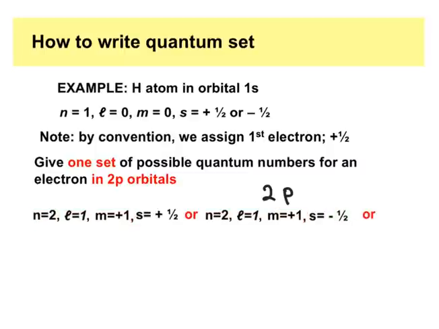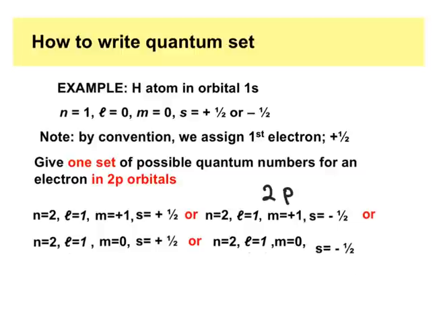Or we have the third set of possible quantum numbers. It has the same principal quantum number 2 and azimuthal quantum number 1, but the magnetic quantum number is 0. The electron spin quantum number is positive half. Or the fourth possible set has the same principal quantum number 2, azimuthal quantum number 1 and magnetic quantum number 0, but a different electron spin quantum number, which is negative half.